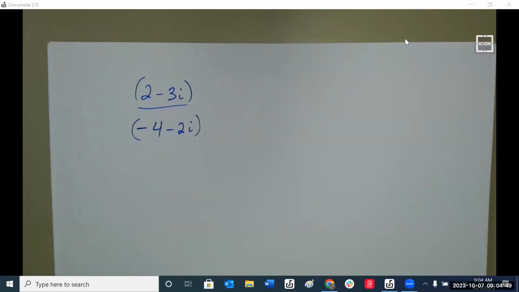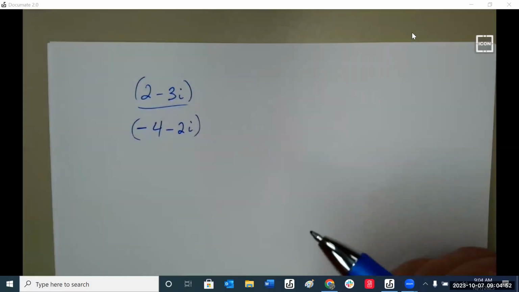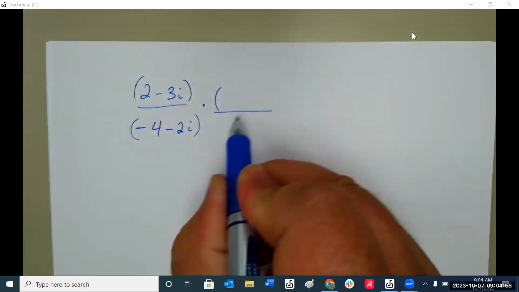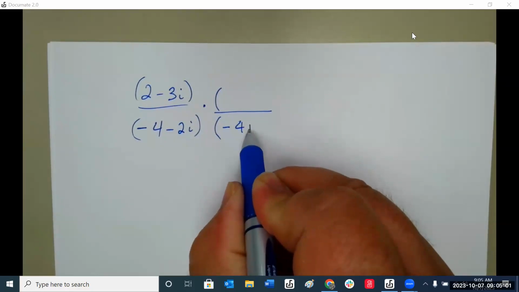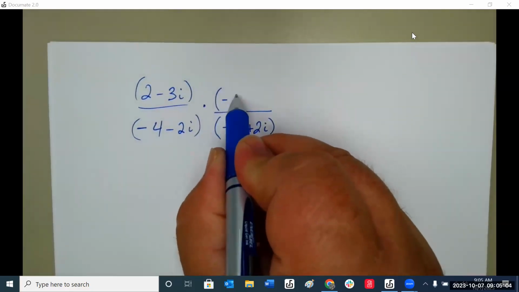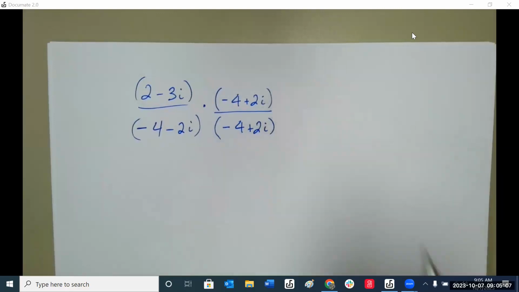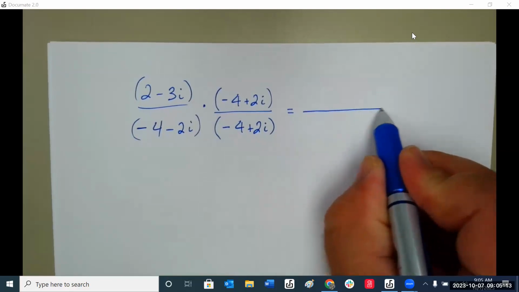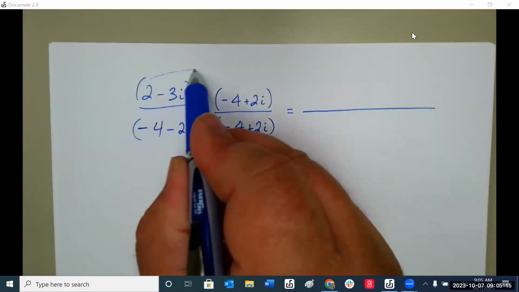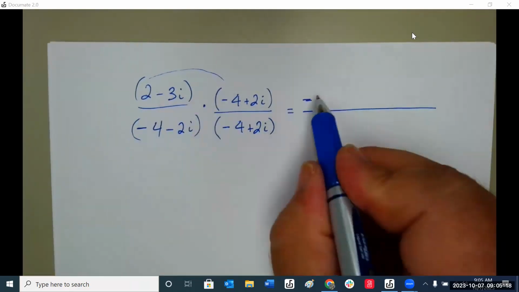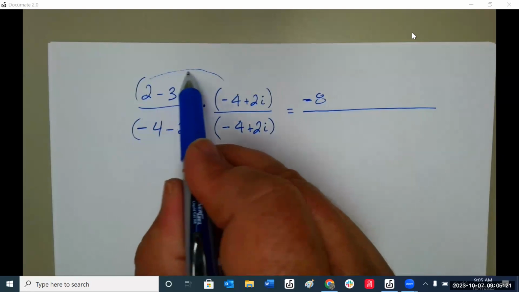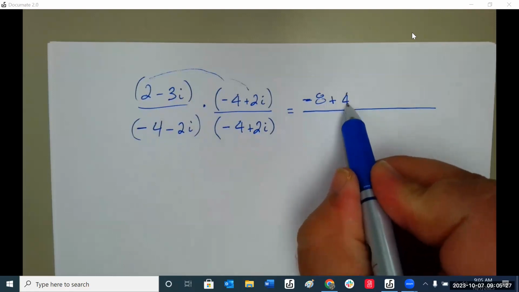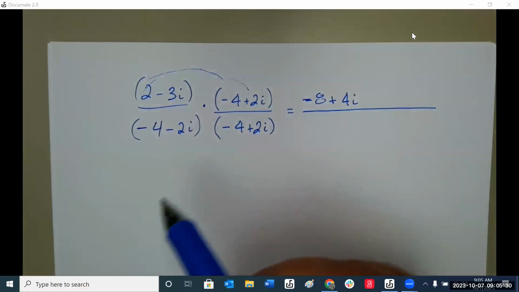So we have complex numbers top and bottom. So we multiply by the conjugate of the bottom, which is -4 plus 2i. Just change the sign in front of the i. Now we can go ahead and multiply these out. Positive times negative is negative. 2 times 4 is 8. Now that second number. Positive is positive. 2 times 2 is 4i. That does it for him.